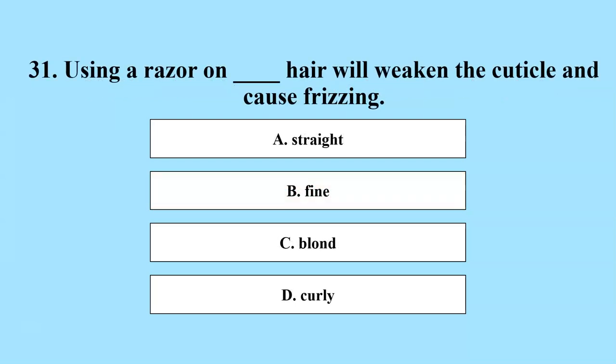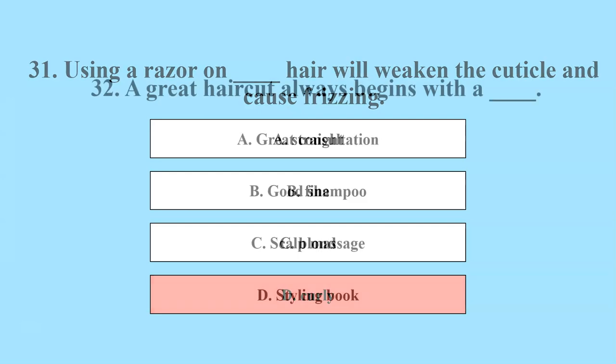Using a razor on blank hair will weaken the cuticle and cause frizzing. Straight, fine, blonde, curly. If you chose D, curly, you are correct.